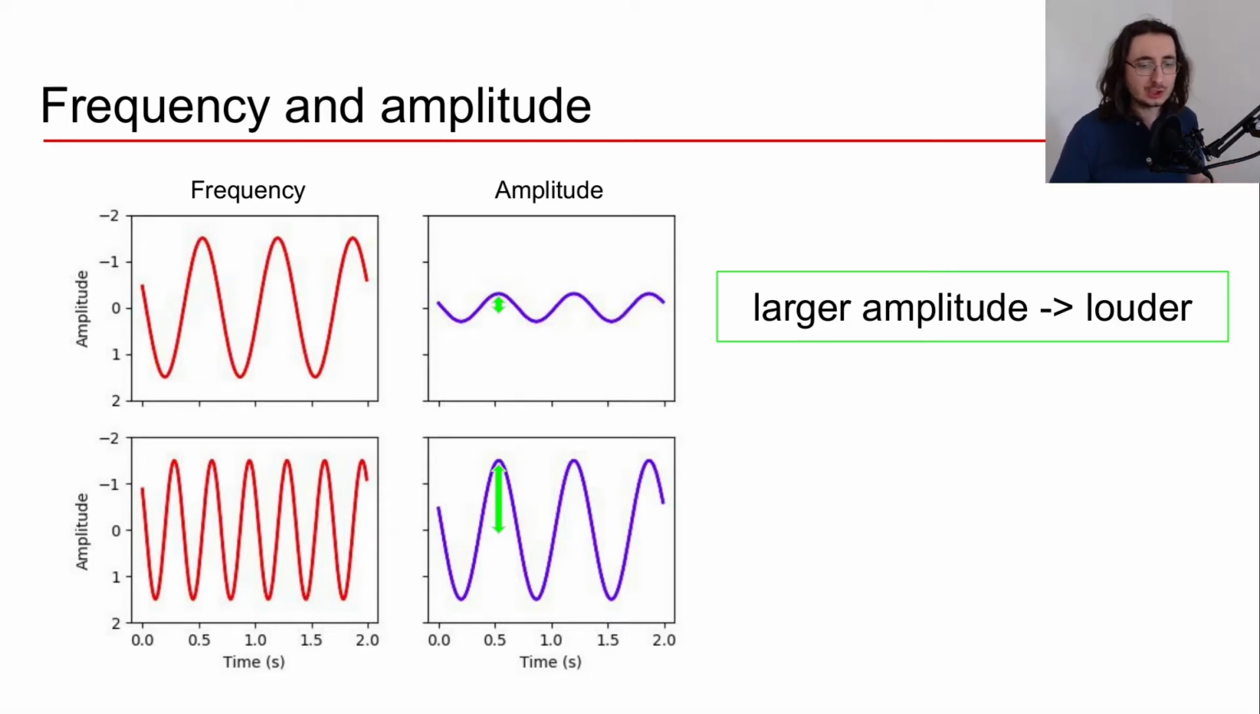So larger amplitudes are connected with louder sounds, and this makes sense intuitively, because the amplitude just measures the amount of perturbation that happens in the air pressure, right? And the higher the perturbation, the higher the energy that we transfer, and the louder that will sound. Okay, so now we have a basic understanding of how frequency and amplitude map onto perceptual aspects.